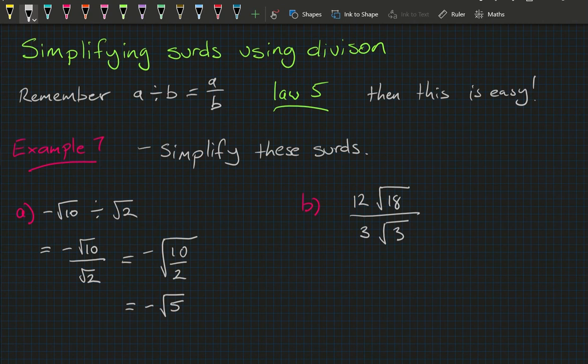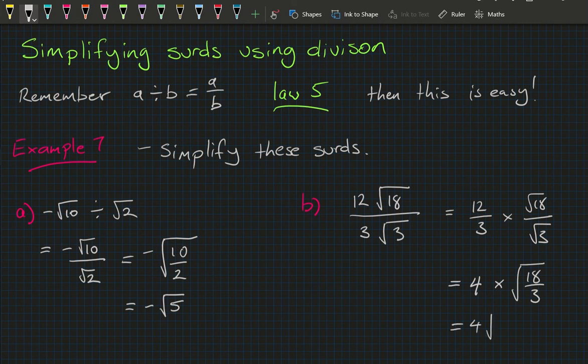So that's going to equal 12 on 3 multiplied by the square root of 18 on the square root of 3. And I hope you can see why I did that, because 12 divided by 3 is 4, so that's nice and easy. And then using law 5 of the index laws, that becomes the square root of 18 on 3. And 18 divided by 3 is 6, so that's equal to 4 times the square root of 6. And it's just that simple.